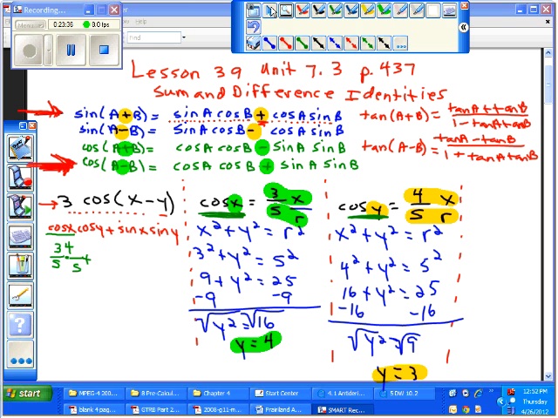Plus. Now let's go over here to the other side. Sine x. To get sine x, sine is what? y over r. Sine is y over r, which is 4 over 5. And then I want the sine of y. Sine is y over r, which is 3 over 5. Everybody see we got all our numbers?